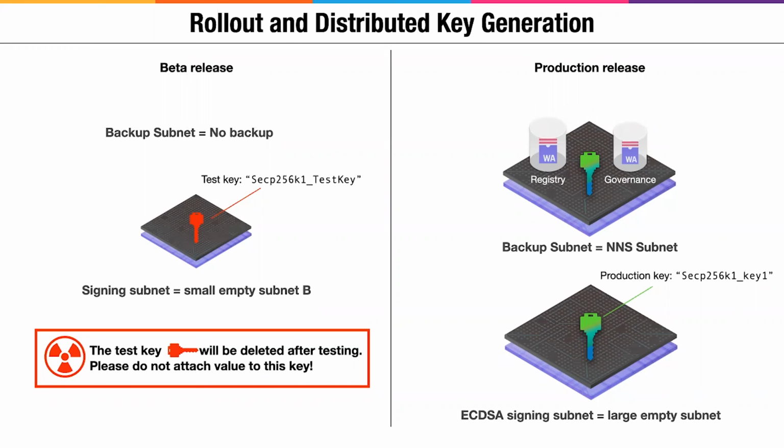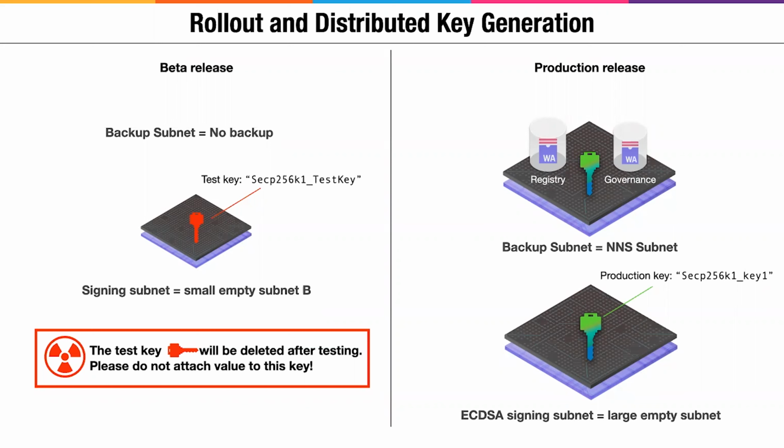Maybe within 2 weeks. This beta release is defined by generating a threshold ECDSA key, which will be clearly marked as a test key, like shown here, SEC-P256K1 test key. And the idea is that this is running or is being generated on a small subnet, like 13 nodes, because security is not so important. And we will delete this key at some point.